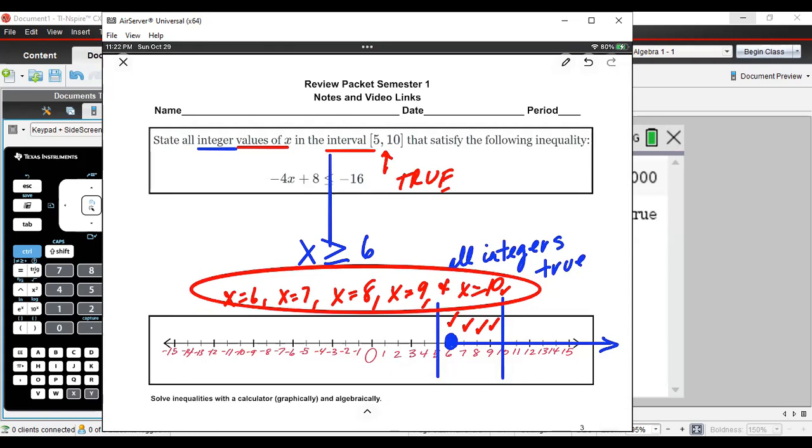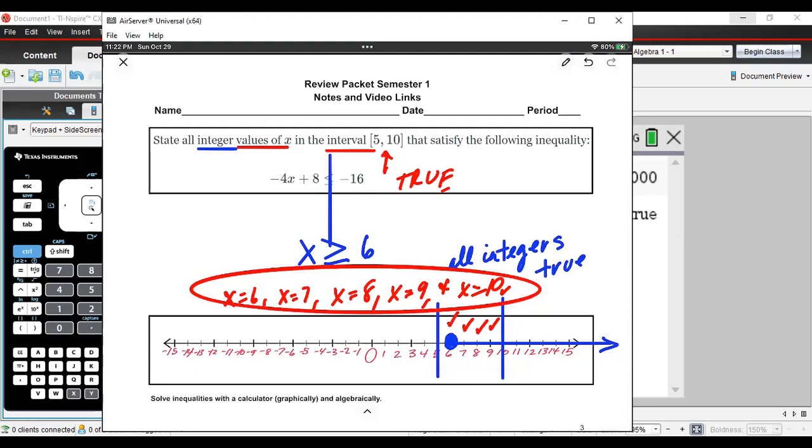And then you need to figure out, does it go to the left or does it go to the right? The way that you do that is just store 1,000 into the variable and type in the inequality. If you get a true, that means your arrow is going to the right. If you get a false, that means it's going to the left. And you've got to pay attention to the questions that they're asking.